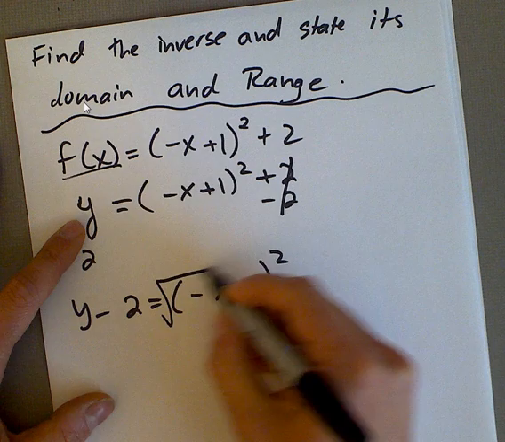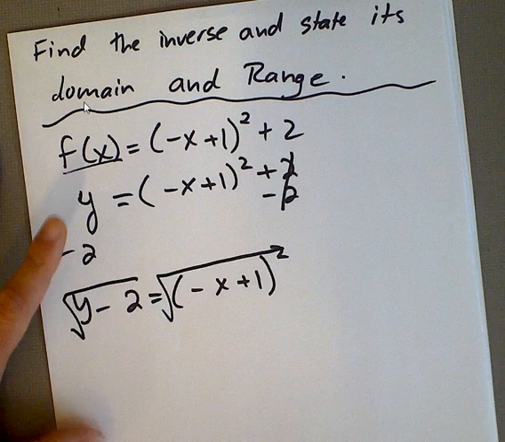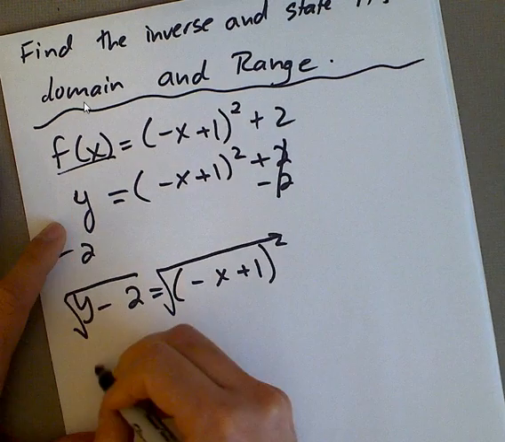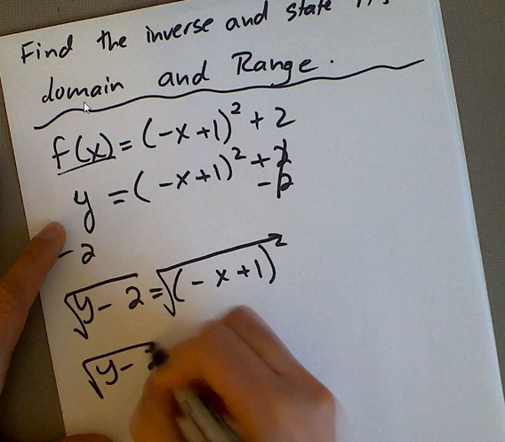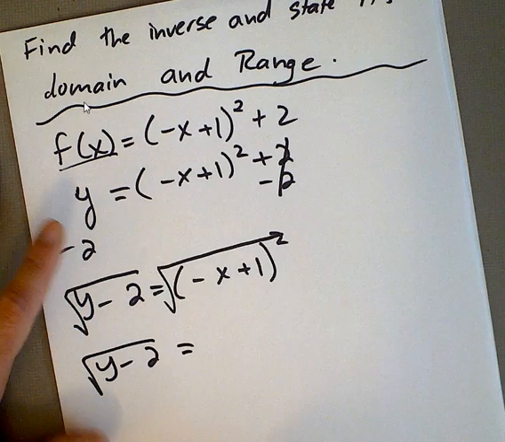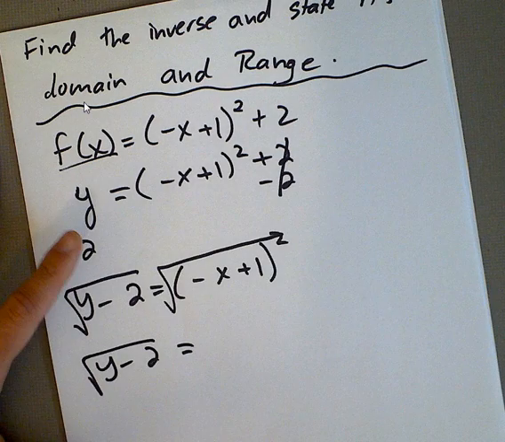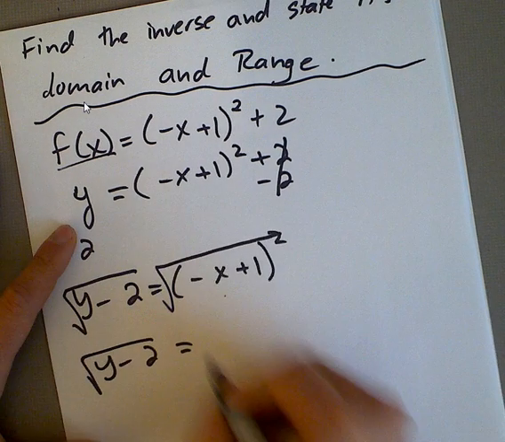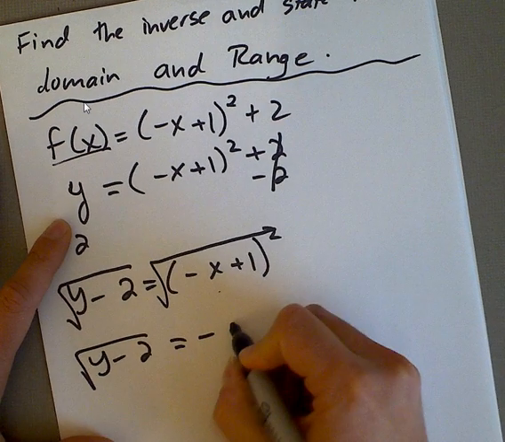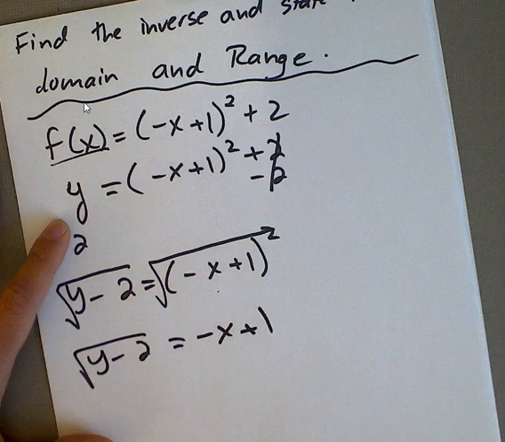So we take the square root of both sides, and that leaves us the square root of y minus 2. And on the right side, since we took the square root of the stuff in parentheses squared, we're just left with negative x plus 1.